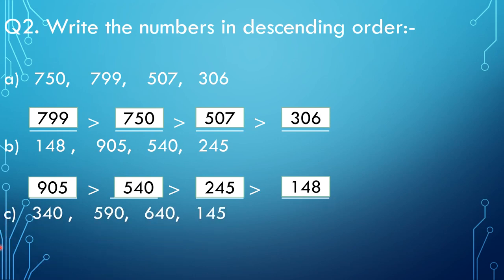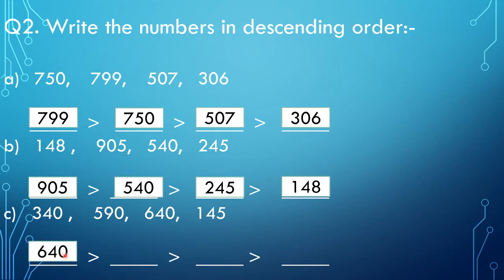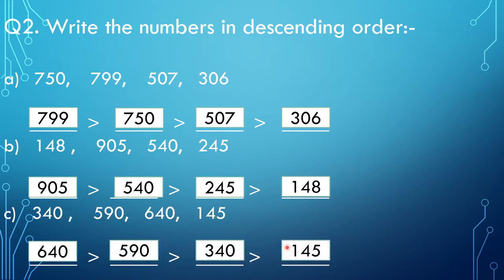Now in C part, 340, 590, 640 and 145. So here again we have to write it in descending order. So which one is greater? Greatest 3, 5, 6 or 1? That is 6. So first of all we will write 640, the whole number, and then 590, after that 340 and at the last 145.